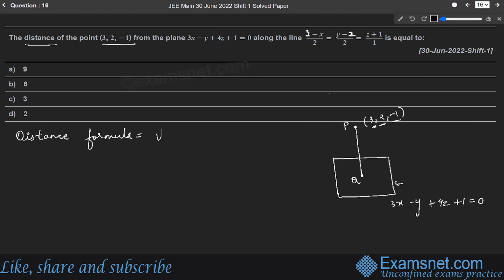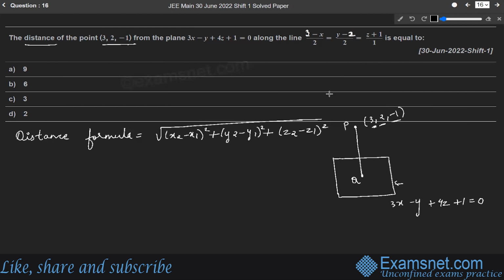It is under root of (x2 minus x1) square plus (y2 minus y1) square plus (z2 minus z1) square. This is the distance formula when we have 3 different coordinates x, y and z. So we have to use this formula. But you can see that we have the coordinates of P, but we do not have the coordinates of Q. So firstly, we need to find the coordinates of Q, then only we can calculate the distance PQ, right?